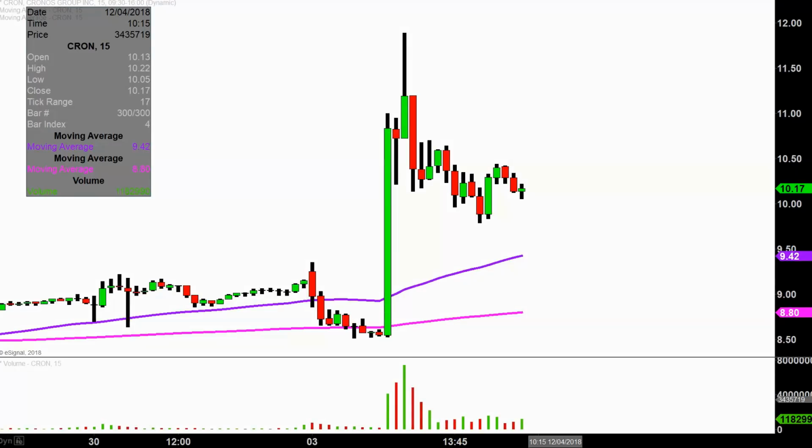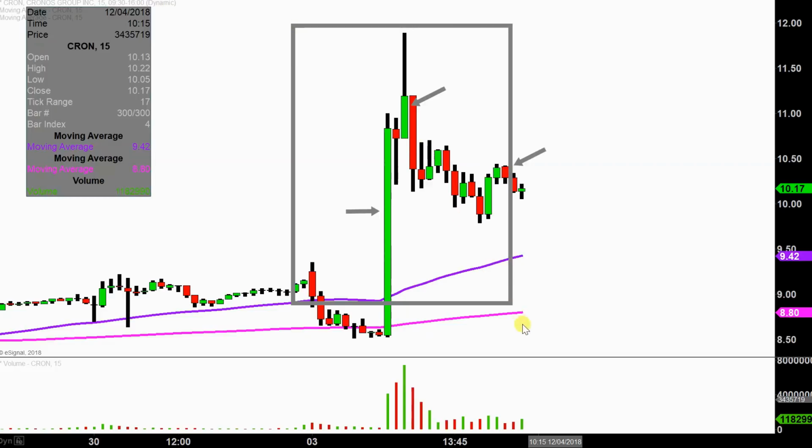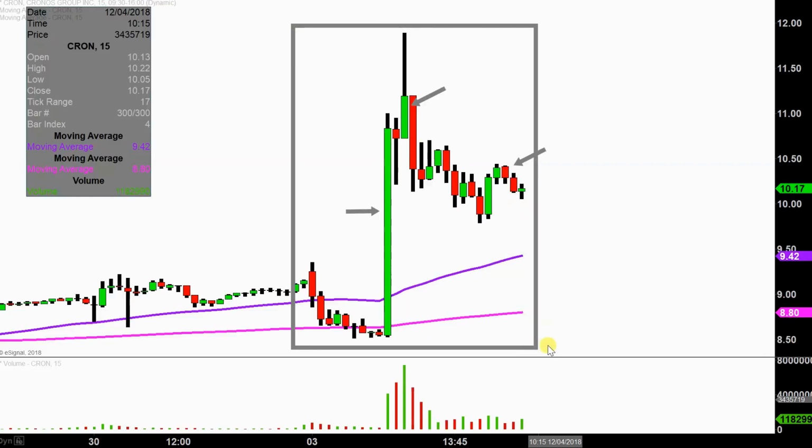Real quick, what do I mean by 15-minute in case maybe you're new to charts? Instead of each one of these candlesticks here representing one day's worth of price action, which is what you would normally see, each one represents 15 minutes. So while this here may look like a couple weeks' worth of time, it's actually just today's price action broken down into 15-minute time slices.